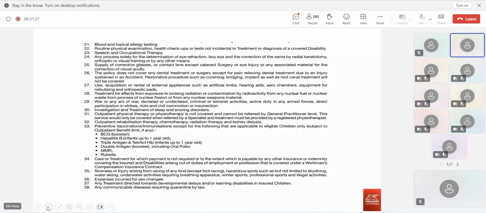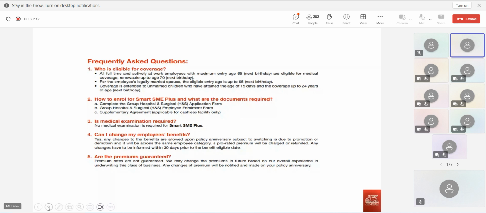Okay, continue with the rider, outpatient. These are the frequently asked questions. I'm going to go through them so that we all can understand. Who is eligible? All full-time and actively working employees, with maximum entry age 65, renewable up to 70. So long as they are working full time, they have a salary to show, a SOCSO to show, and EPF to show, this is considered good.